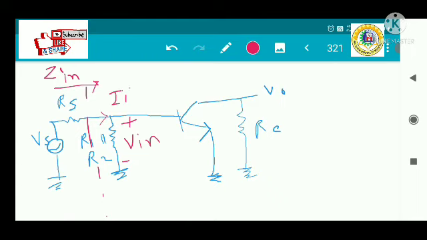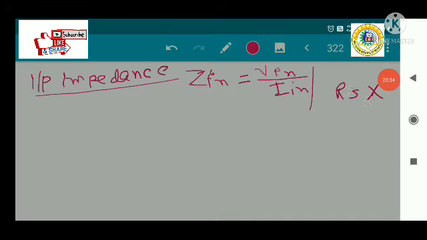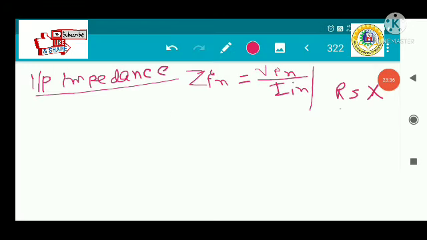Iin. Okay. So whenever you want to calculate the Vin and Iin, we don't include this RS resistance. So that is the condition: whenever we calculate the input impedance, RS is not included in the circuit. That is also the same case for the output impedance. That is another parameter to be studied in the AC analysis.